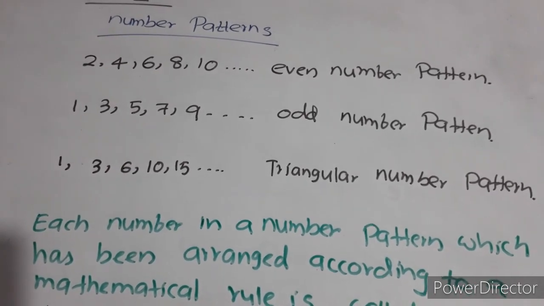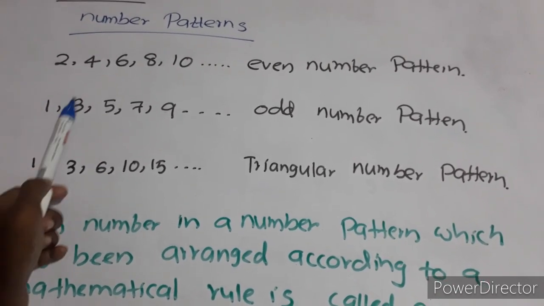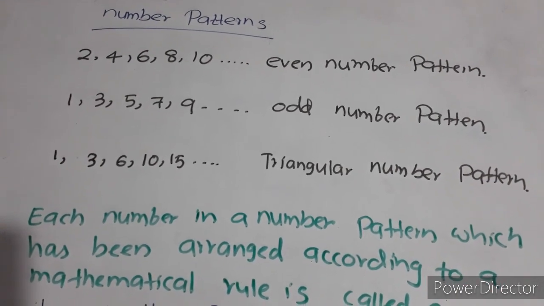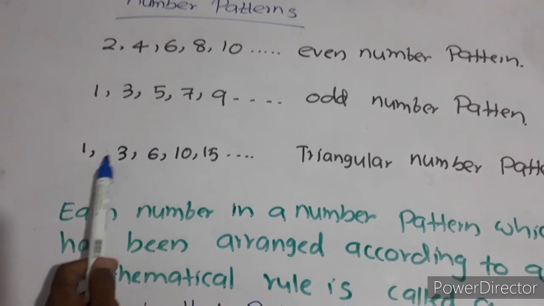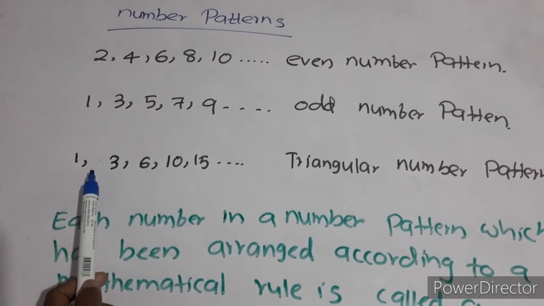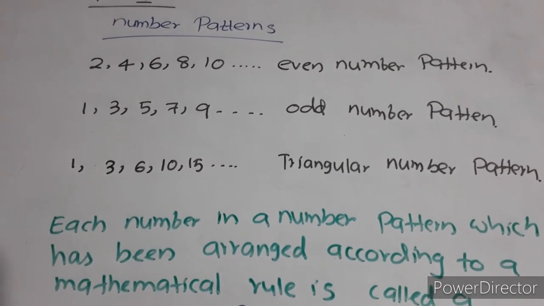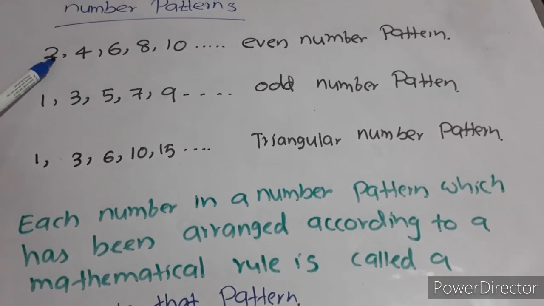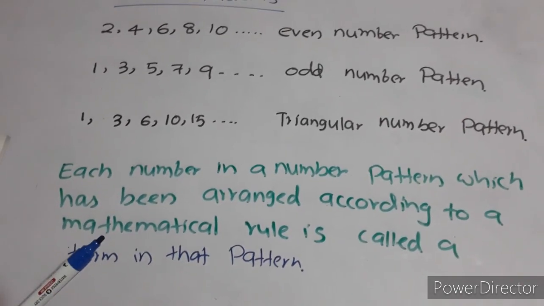Then what is the odd number pattern? It's starting from 1, odd numbers: 1, 3, 5, 7, 9, like that. It's an odd number pattern. Next one: 1, 3, 6, 10, 15. What is this? We already learned it, it's the triangular number pattern. So can you understand what a number pattern is? From these three examples, you can understand what a number pattern is.